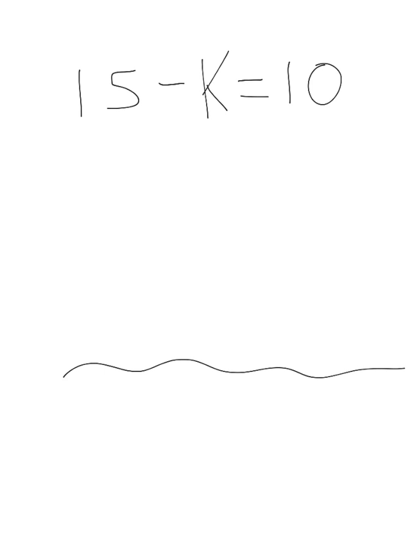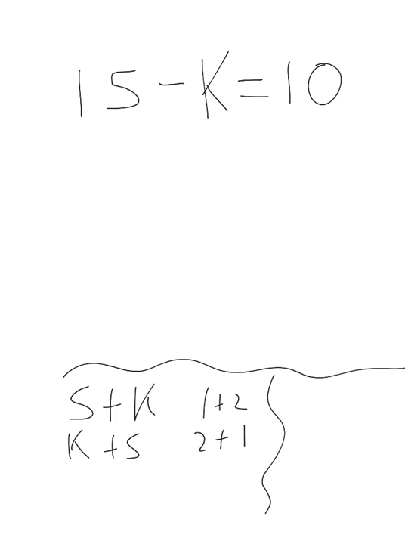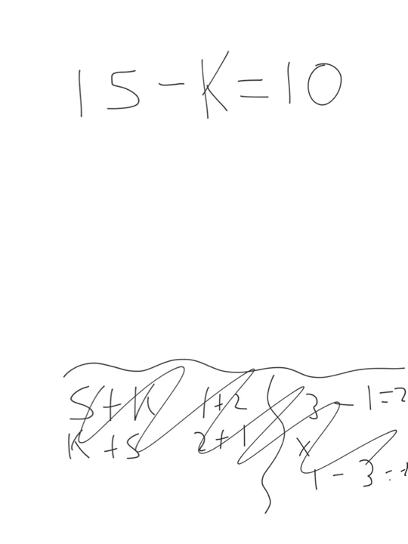Like before, we did something like 5 plus k. It's the same as k plus 5. We looked at 1 plus 2 is the same as 2 plus 1. But I think you'd agree with me that 3 minus 1 is not the same as 1 minus 3. This one obviously equals 2, and that equals minus 2. They're different, so we can't switch them like we did previously.